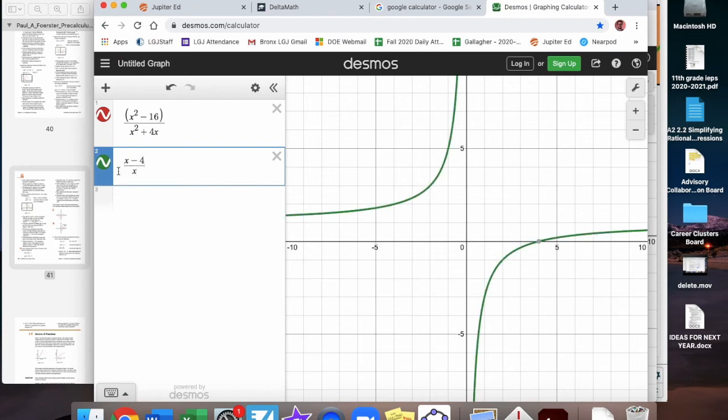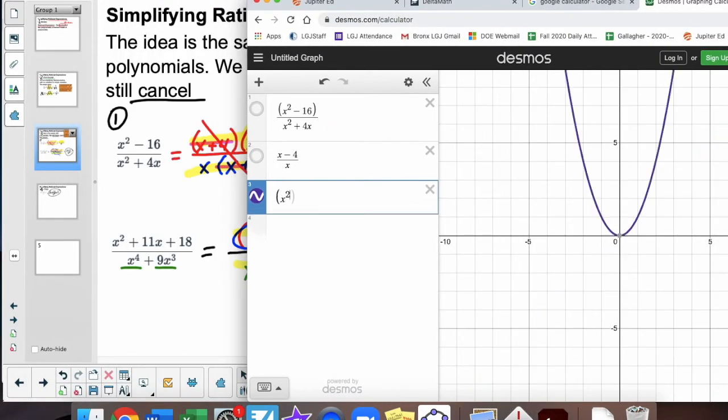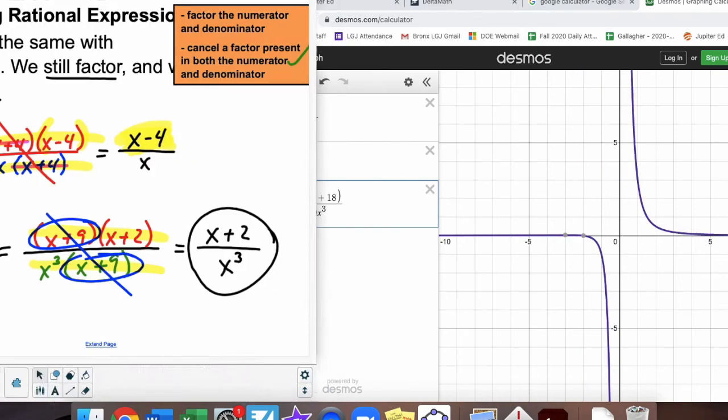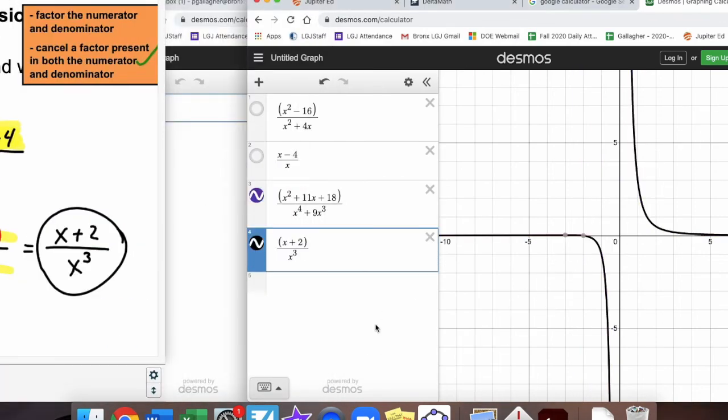These are the same graph. If I turn one off, I can see that they overlap each other completely. And that's exactly what we're looking for. We want them to overlap each other completely. We can do it with the second one as well. I'm going to do that one just a bit faster. We can also see that they overlap each other completely, giving us a wonderful way to check.